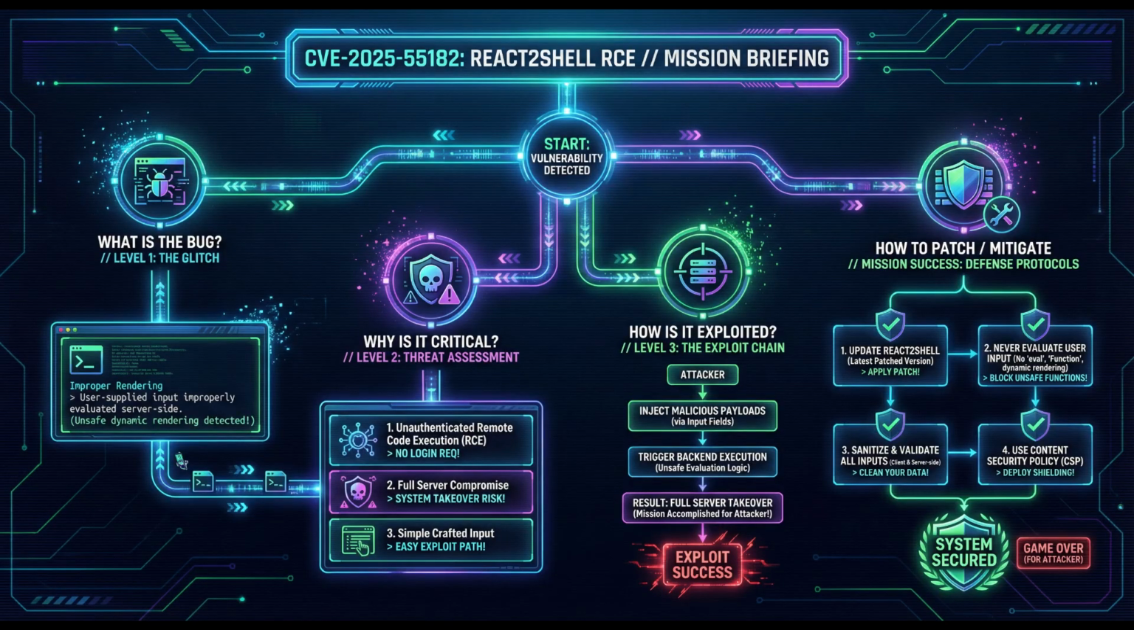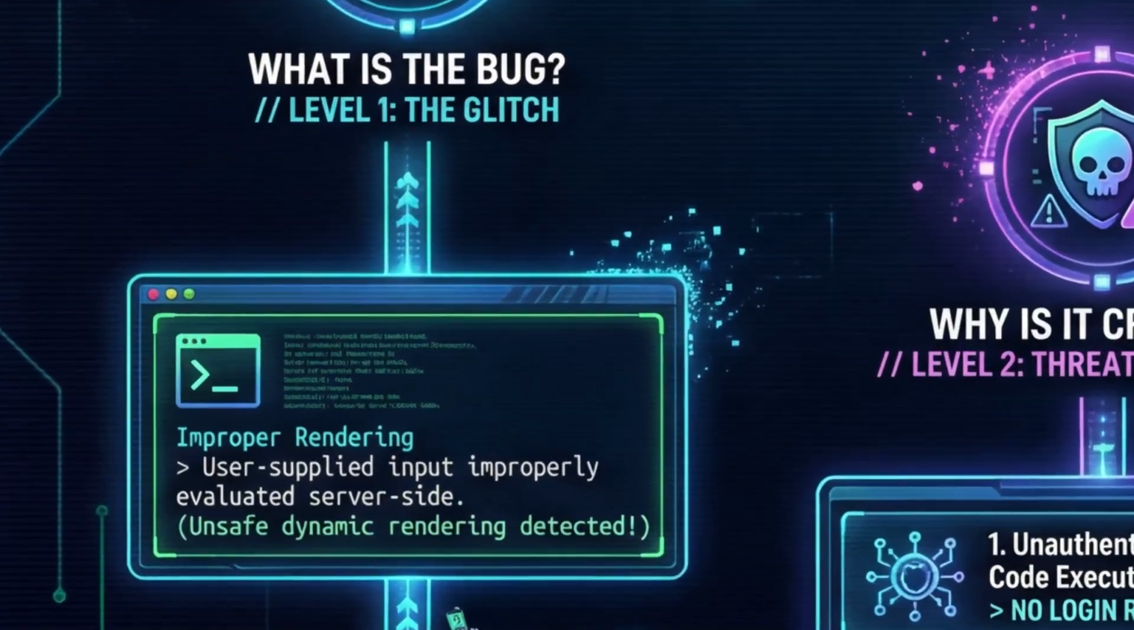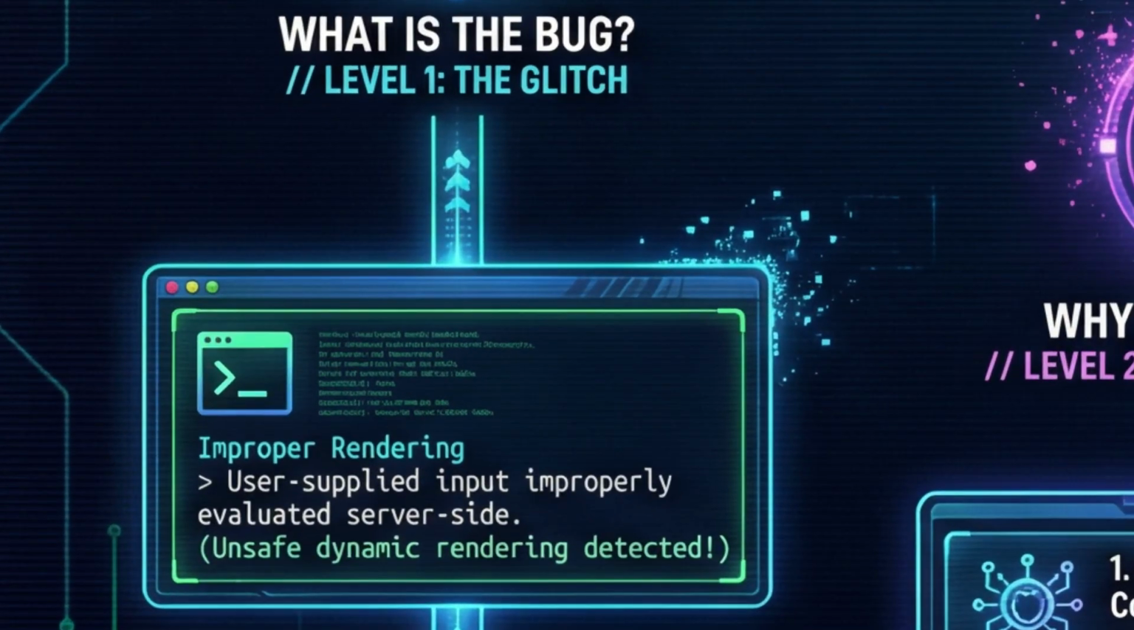Okay, let's look at the flow of the famous React vulnerability of 2025. The CVE-2025-55182 React2Shell RCE is a remote code execution (RCE) vulnerability found in applications using React2Shell, where user-supplied input is improperly rendered or evaluated on the server side.